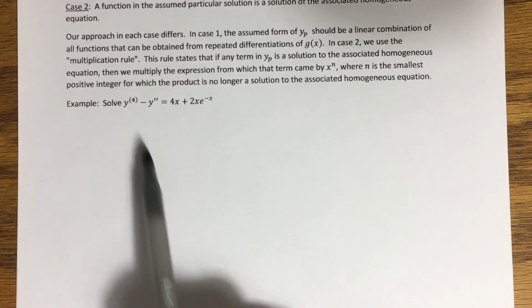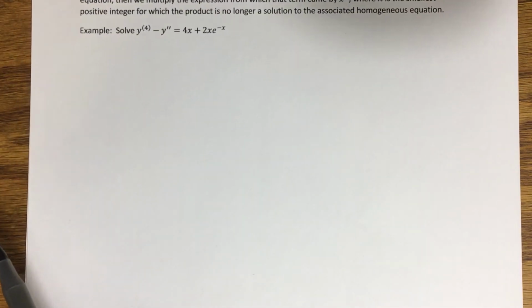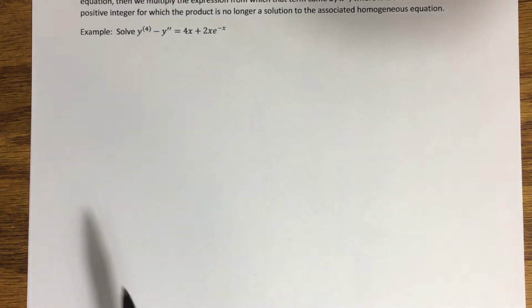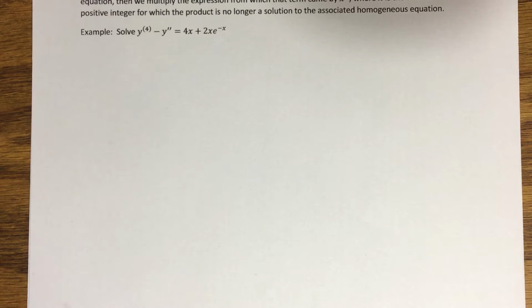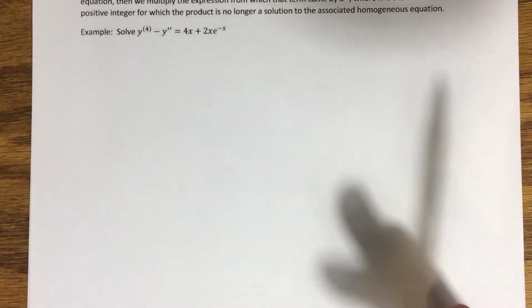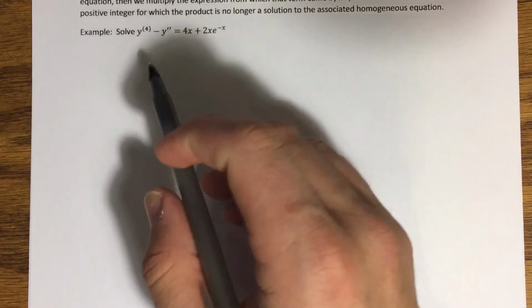Okay, so let's take a look at another example. This time we're going to do a 4th order differential equation. And because it's 4th order, I am going to actually skip some of the calculus. And I'll mention when I'm doing that. But the reason for that is, well, you'll see pretty quickly. First of all, let's get our auxiliary equation.